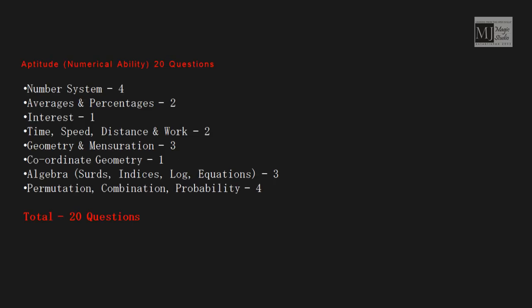These 20 questions are from different topics of number system, average, percentage, arithmetic, time, speed, distance, time and work, geometry, coordinate geometry, mensuration, surds, indices, equations, quadratic equation, log, permutation, combination, set theory, probability. So let's begin now.